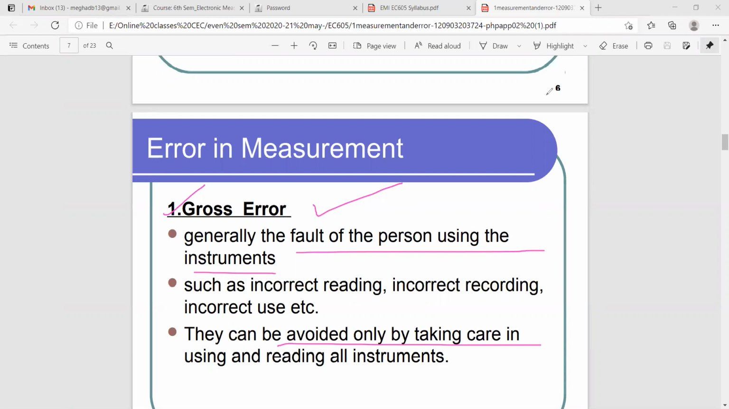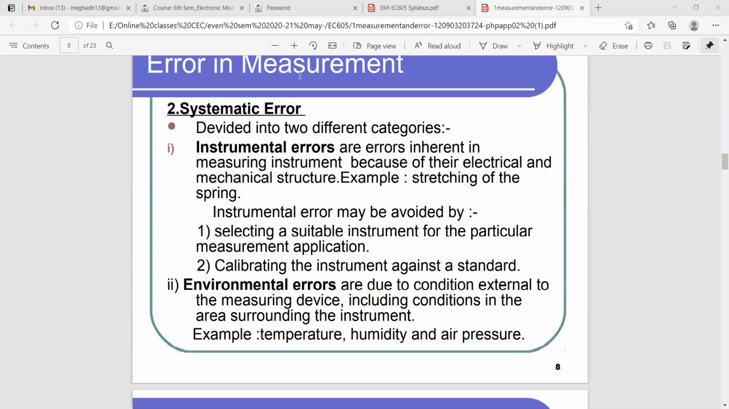Now next we will move on to systematic error. This is a very common error that actually happens. Systematic error can be divided into two different categories. One is instrumental error, second is environmental error. Why is it very common? Because whenever we are measuring anything, because of their electrical or mechanical structure, some errors come.